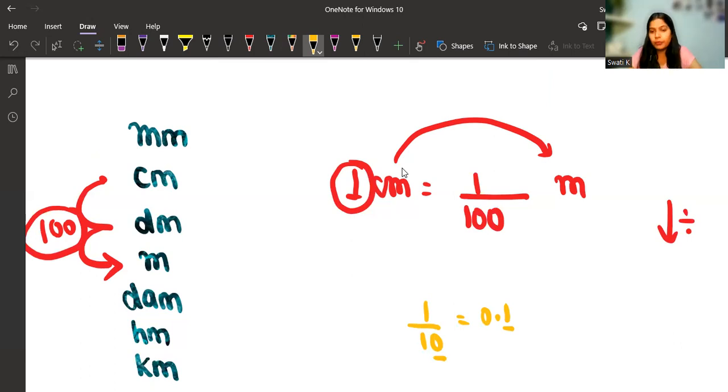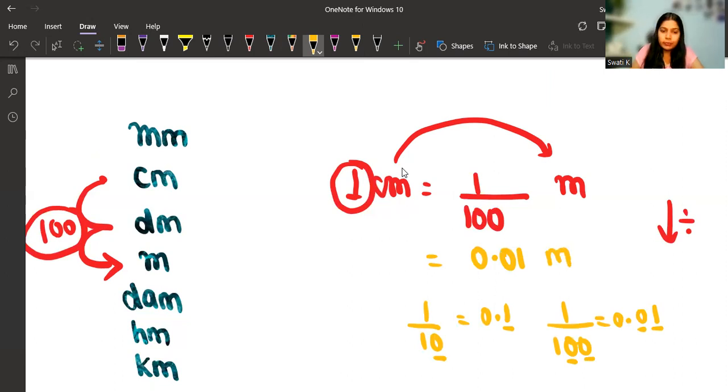So it is 0.1. Imagine you have 1 upon 100. Again, whatever is in the numerator, first write that down. Count the number of zeros, 1 and 2. Here also count 1, 2, and then give a decimal point. So what will you put here in the blank? It's 0. And then here also normally we put a 0. So the answer is 0.01. So you can also write this as 0.01 meter.